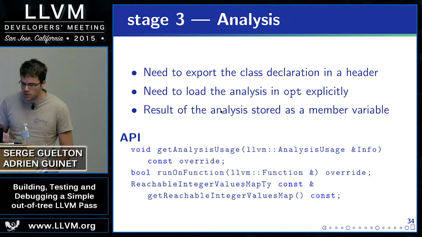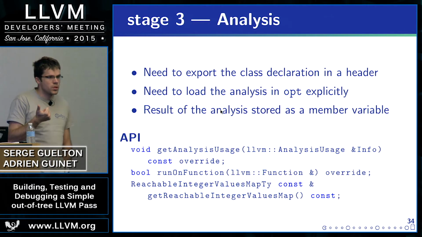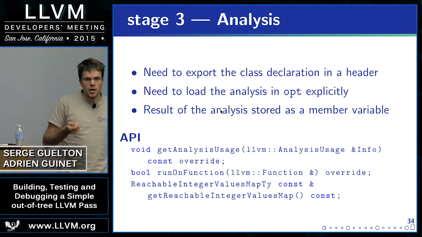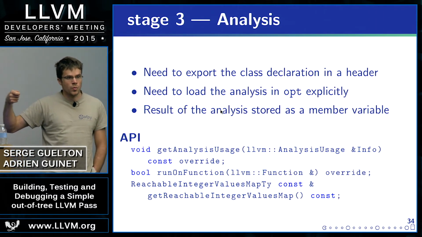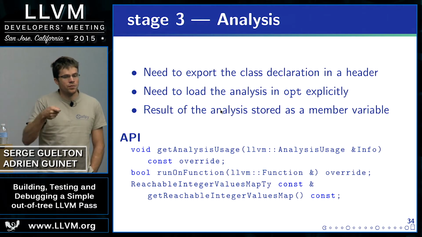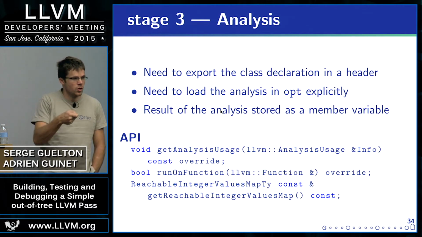So you have to write this. And then opt will need to know the code from your analyze. I mean, you are using an analyze in your transformation. It's OK to declare the dependency to include the header. But if opt doesn't have access to the code, it will break.